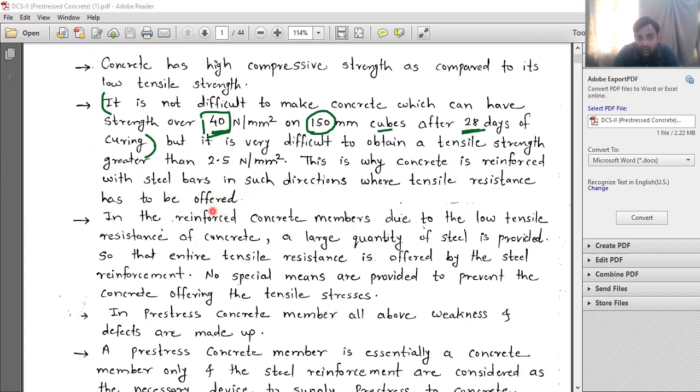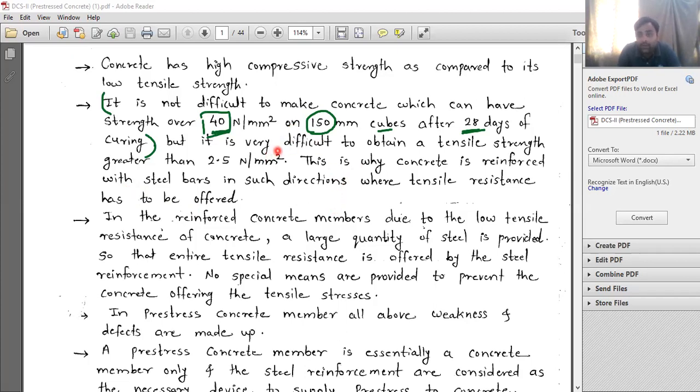to be offered. Why always steel is mixed with the concrete? Why is the other material not taken instead of steel? Aluminum is there, brass is there, many metals are there. Okay, why do we take the steel along with the concrete? So the reason is the steel has higher tensile strength than the other materials.